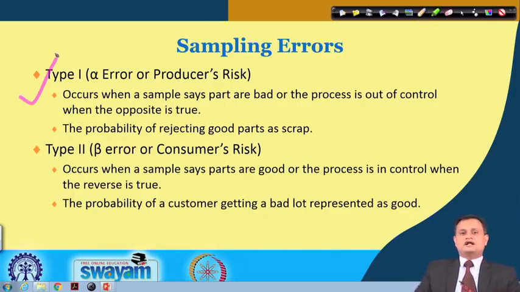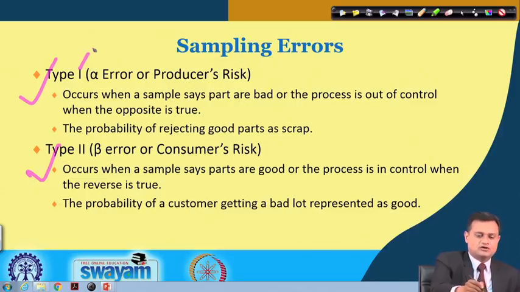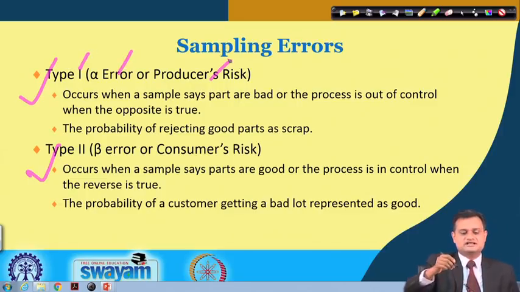Type 1 error we have already discussed: punishing an innocent person when he is actually innocent, not guilty, is type 1 error, and not punishing a guilty person is type 2 error. So the same concept I will use here. Instead of a person, here it is a lot. So I will say type 1 error or alpha error or producer's risk.